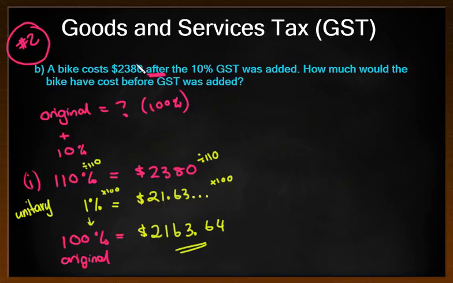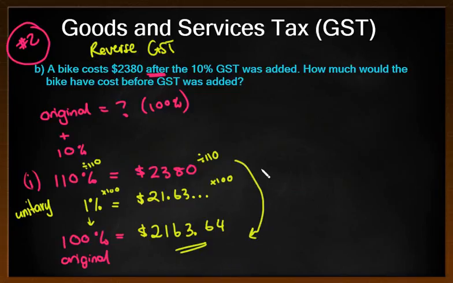The most common mistake is people find 10% of 2380. The issue is that you're finding a percent of the final amount as opposed to the original, and it just doesn't work. Okay, so I often refer to this as a reverse GST question because you have the answer, you need to go back to what we started with.